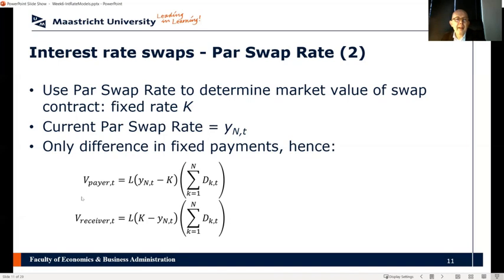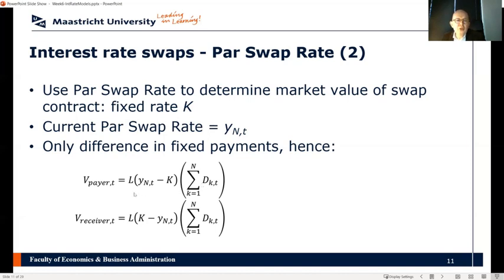Therefore, the market value of a payer swap is the difference between the par swap rate and the actual rate K that I'm paying. And this Y minus K, of course, I need to multiply with every time I make a fixed payment.